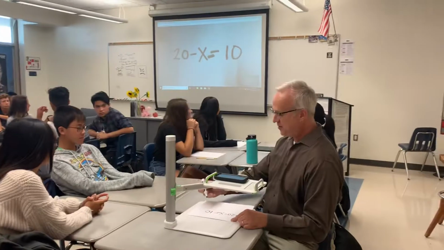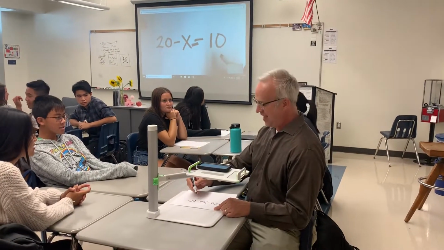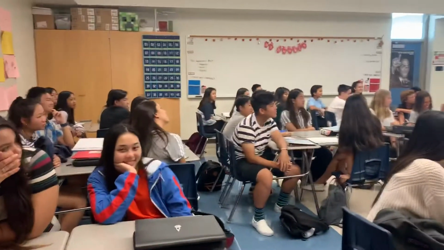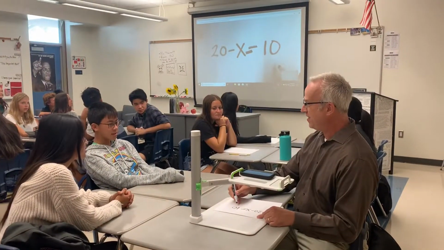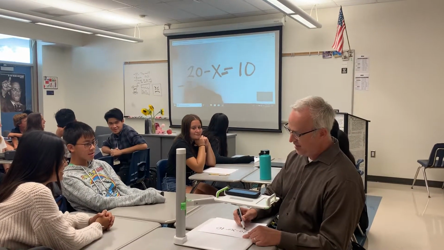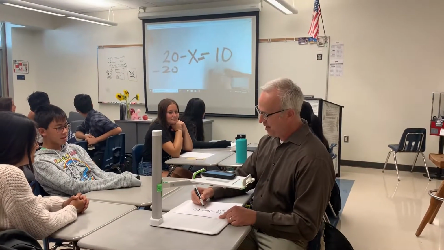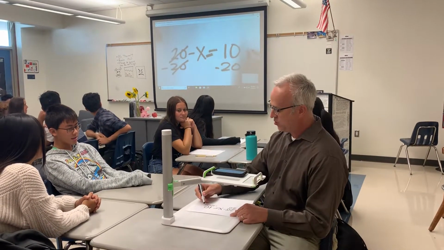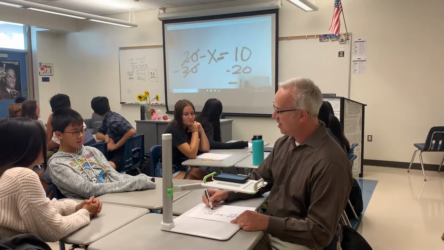I have to isolate the what? The x. And so how do I do that? I'm going to subtract 20? Yes. Really? Okay, so I'm going to minus 20, and I'm going to minus 20. And so do I cross them out? Yes. Okay. And then so that equals now minus 10, is that right?